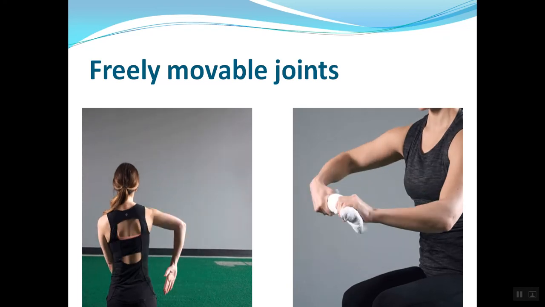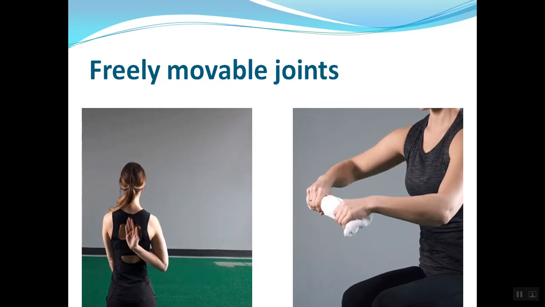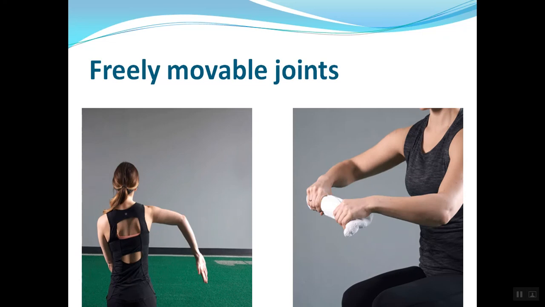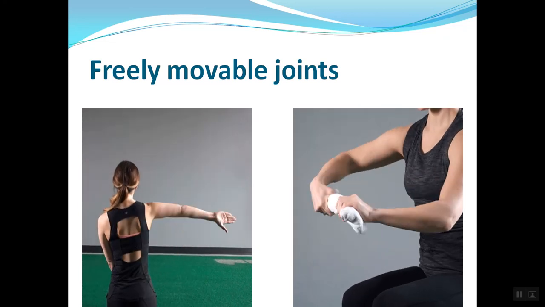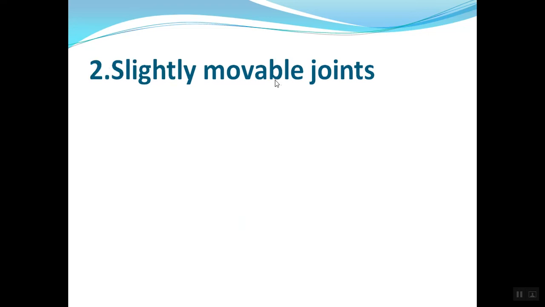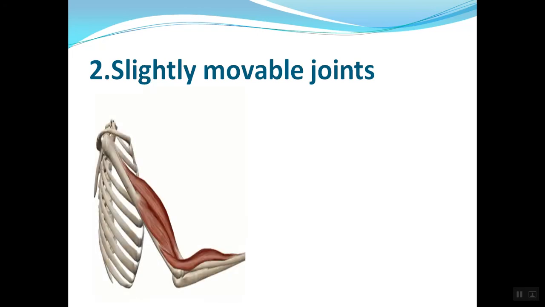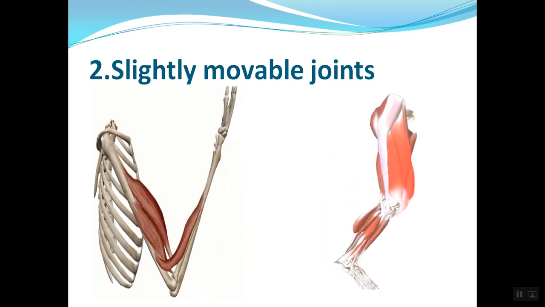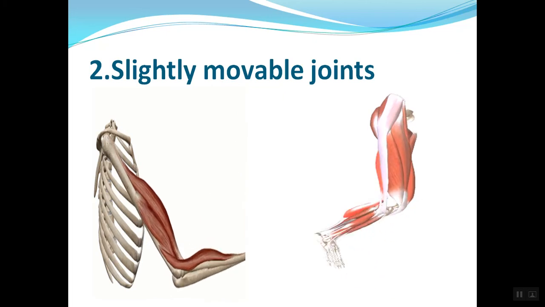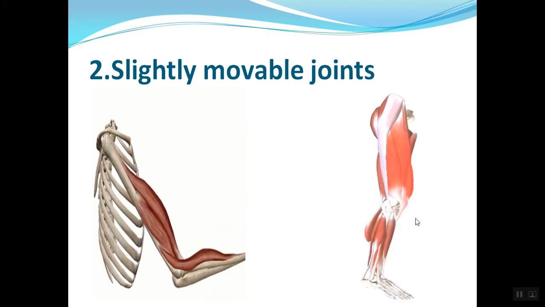Give reason: the shoulder joint is freely movable because it allows movement in all directions. Examples of the freely movable joints are the shoulder joint, wrist joint, hip, and ankle joint. The second type is the slightly movable joint. Slightly means limited, which means it allows movement only in one direction, like the knee joint and the elbow joint.